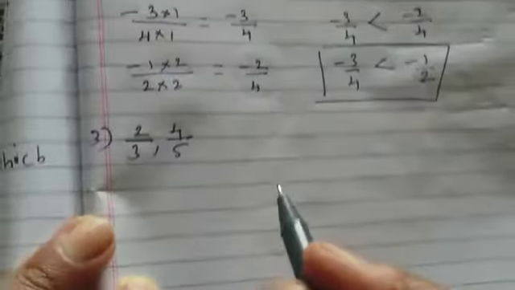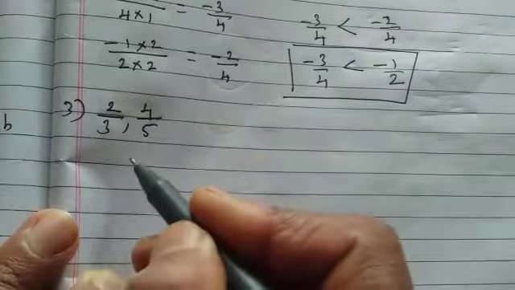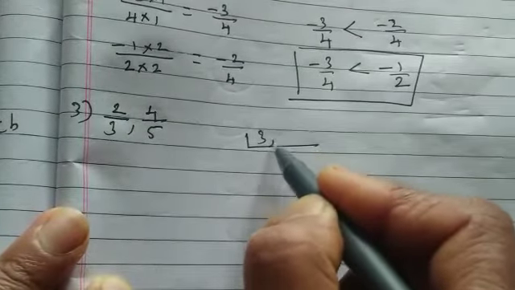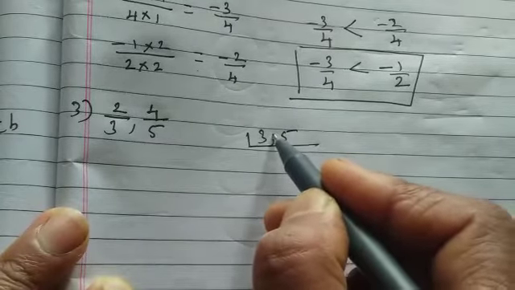Again, the denominators are different. So what we do, we have to find the LCM. It's already in standard form. There is no negative sign in the denominator. So let us find the LCM for 3 and 5. Again, they don't have a common factor. Both 3 and 5 are prime numbers. So multiply them.